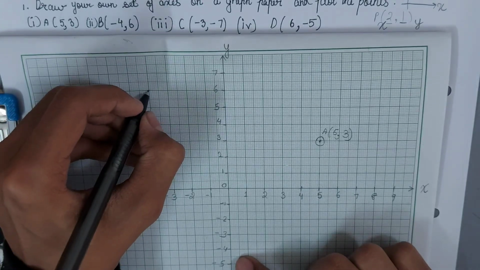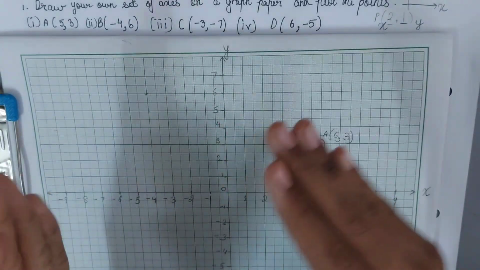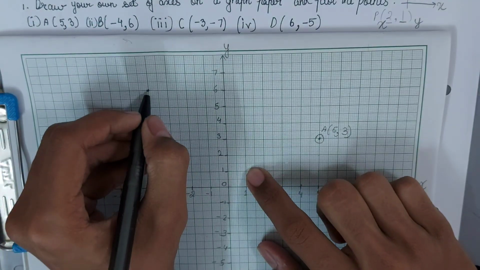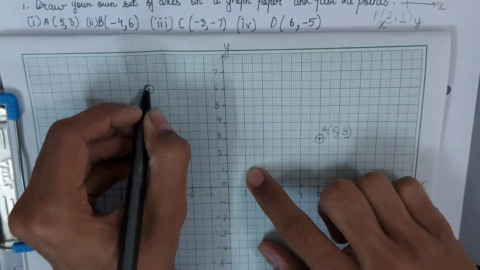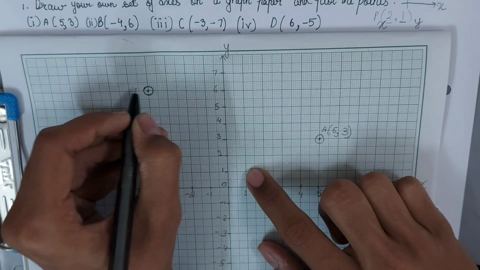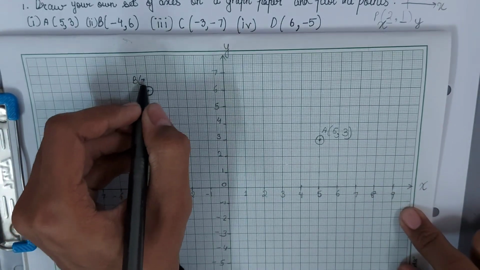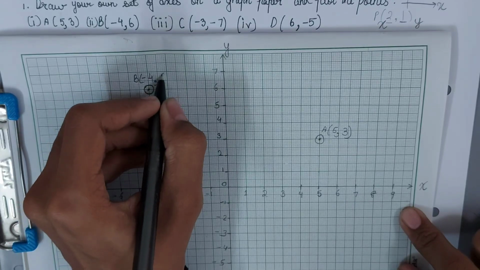You can put a point here, that is on this intersection, right? You can see minus 4 and 6, they intersect here, so put a point here and you encircle it, make a circle around it like that. This is representing your point B, that is minus 4 comma 6.